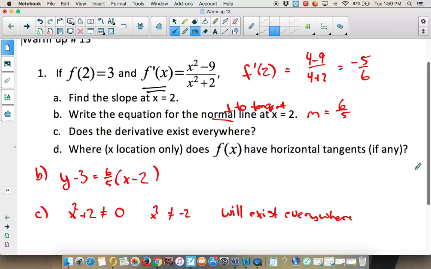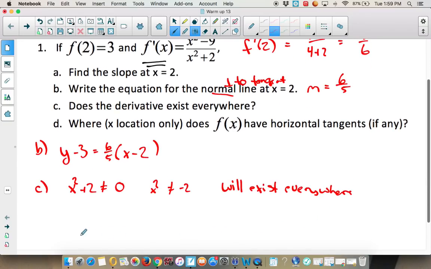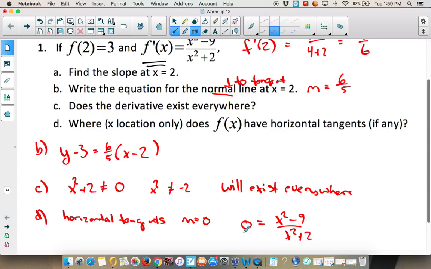Okay, and the x location only of the horizontal tangents. Well, if you remember from the graphic earlier this week, horizontal tangents occur when the derivative equals 0. So that's m equals 0. So 0 equals (x squared minus 9) over (x squared plus 2). I'm going to turn that into 0 over 1 and cross multiply, and I end up with x squared minus 9 equals 0. So x is plus or minus 3. So that's where my horizontal tangents are.